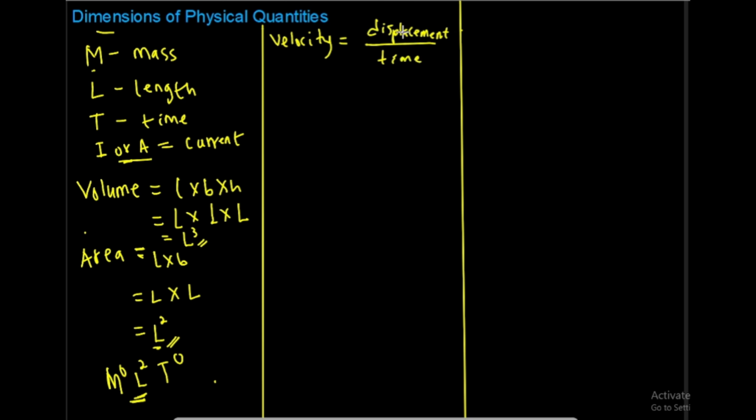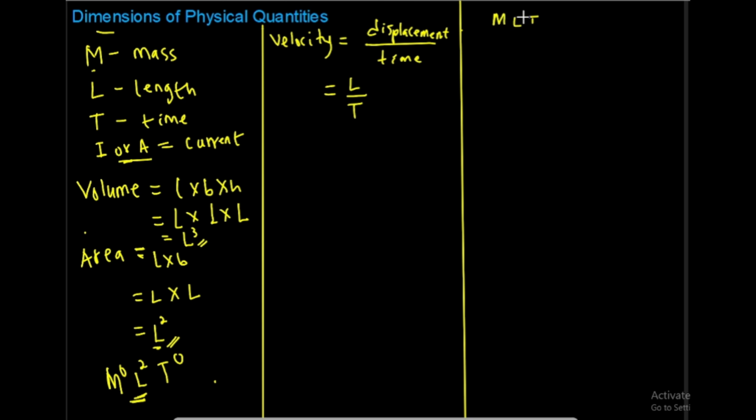Now, displacement is a form of length, so we represent it with L. So we're going to have velocity equals L over time, which is T. So we have L over T. But we cannot leave it in this format. Most times in the exam, they will always want you to have your dimensions as M, L, and T. In other words, M will be standing separately from L, and L will be standing separately from T.